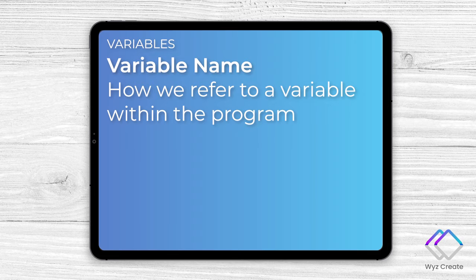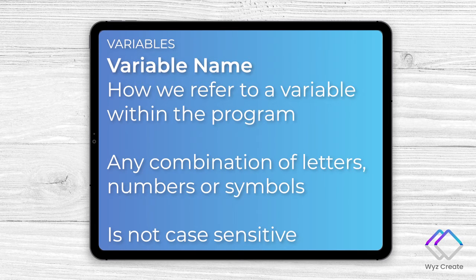The variable name is how we refer to the variable within the program. It can be any combination of letters, numbers, or symbols. Just like objects and pages are given default names when created, Wyz Create by default will name a new variable var followed by a number. If it's your first variable in the app, it's going to be var1. But it's best practice to adjust this to a unique name just like we do with objects and pages.